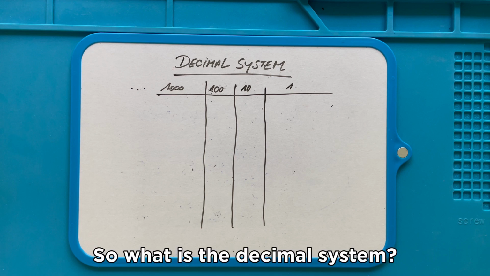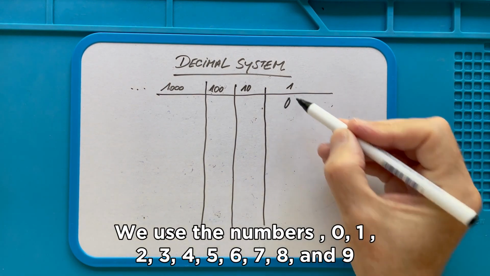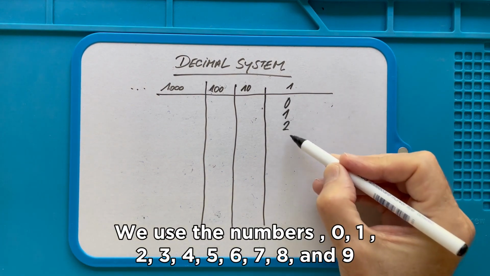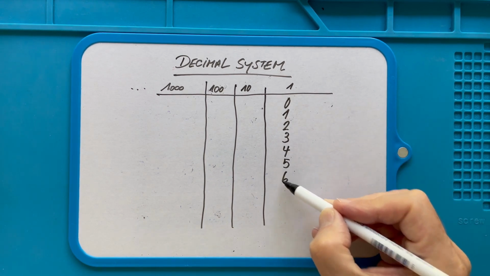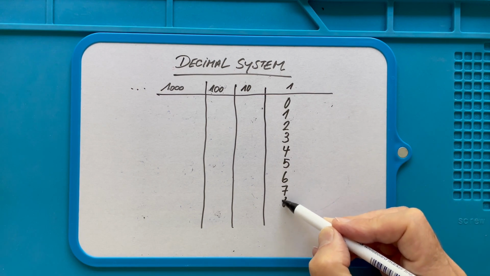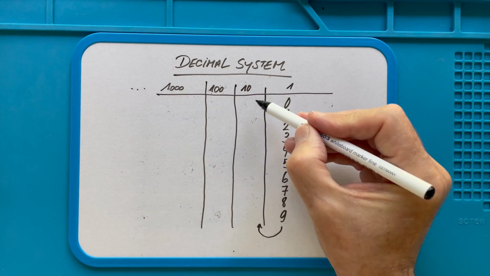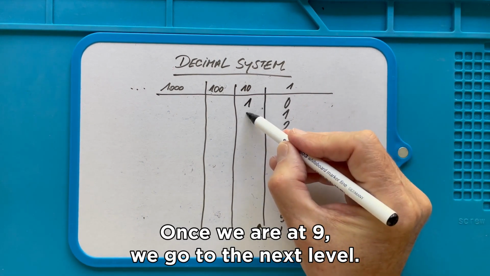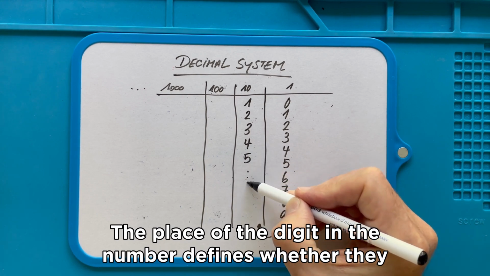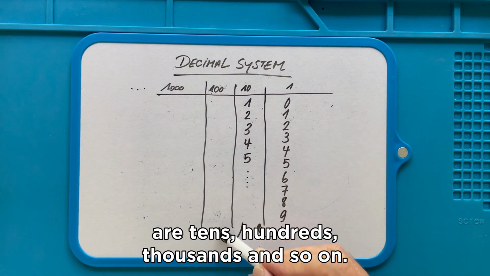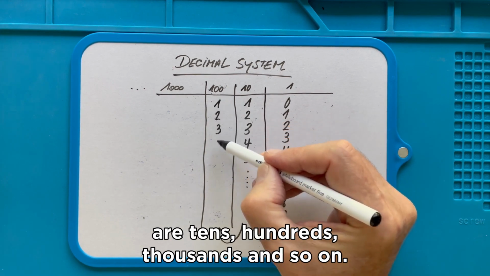So what is the decimal system? We use the numbers 0, 1, 2, 3, 4, 5, 6, 7, 8, and 9 to represent all the numbers we need. Once we are at 9, we go to the next level. The place of the digit in the number defines whether they are tens, hundreds, thousands, and so on.